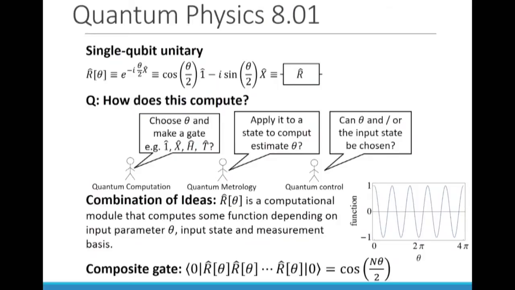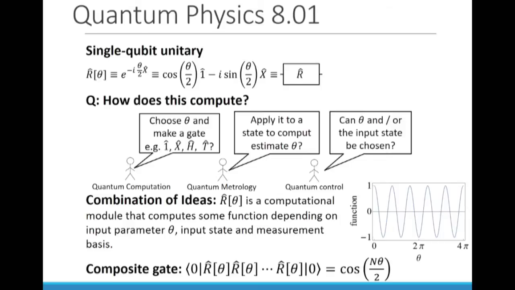Really, this is just a restatement of the definition of a unitary matrix, but I think it's worth phrasing it this way. The single qubit rotation is a computational module that computes some unitary function that depends on the input parameter, which may or may not be under your control, the input state, and the measurement basis. So to give an example of what this means, let us multiply a bunch of these rotations together and apply it to the 0 state and project onto the 0 state. So this computes a function cosine n theta, which I've plotted there. This seems neat, but it doesn't seem very useful.